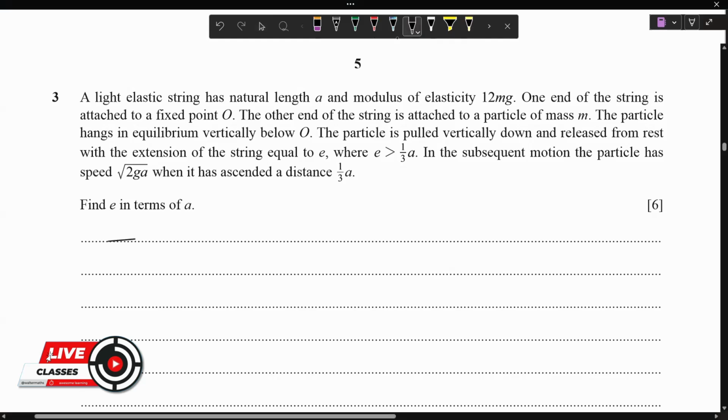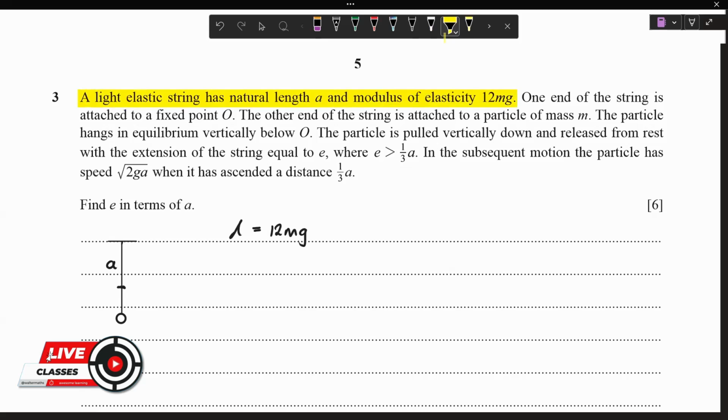So right here we have a string attached to a fixed point, and a particle on here. They've told us that the natural length of this string is A, so we have A here. The modulus of elasticity is 12 mg. All this information we're getting from this very first line.